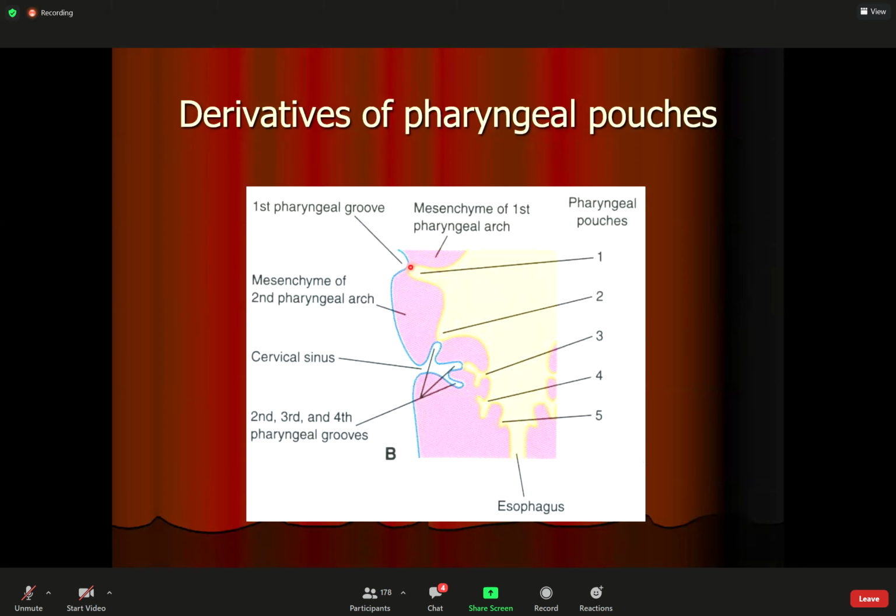Now you understand why the pharyngeal groove cannot go to the pharyngeal pouch, because there is a membrane over there. There are some structures over here.